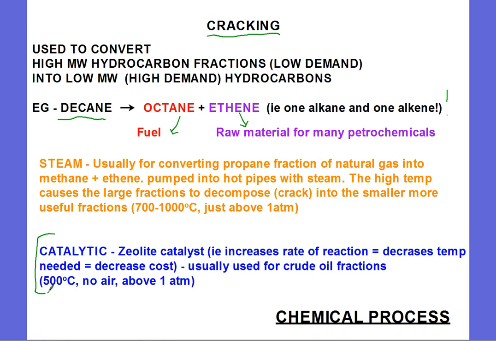It uses a zeolite catalyst. The fact that it's a catalyst increases the rate of reaction, therefore decreases the temperature and the cost needed. And for crude oil fractions, usually about 500 degrees with no air above 1 atmosphere, and that 500 degrees is a lower temperature than steam cracking, which is between 700 and 1000 degrees. Cracking is a chemical process, it's a chemical change. In past HSC exams they asked what are the physical and chemical processes used to make ethene, and you have to go through the fact that you use physical processes in the distillation, and then they use cracking to get the ethene later on.